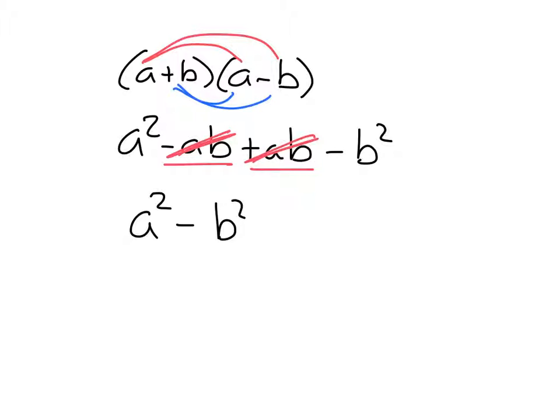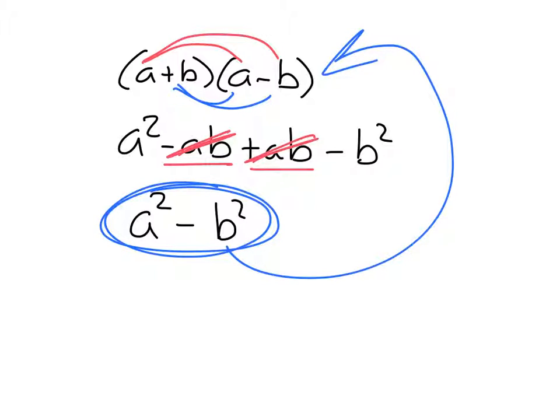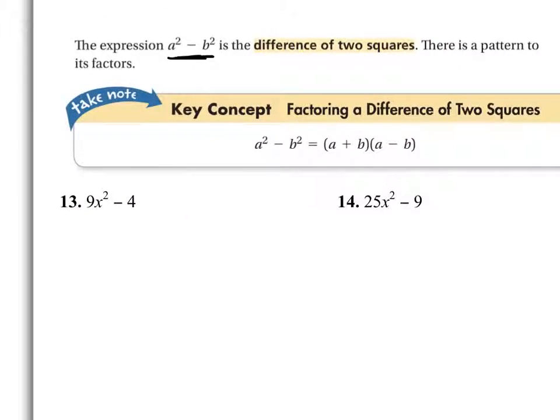So what this is telling us is, if you start with a squared minus b squared and they ask you to factor it, just write it like that. That's our pattern. If you have a squared minus b squared, it factors into a binomial a plus b times a binomial a minus b. Let's take a look at what this is actually going to look like.